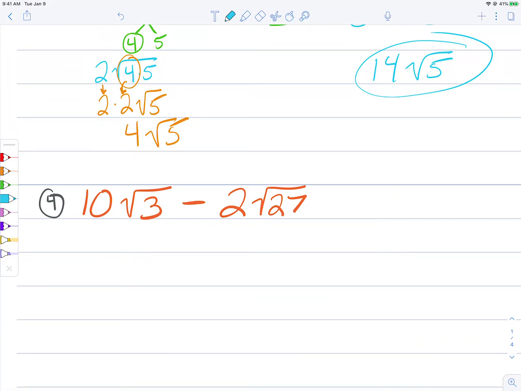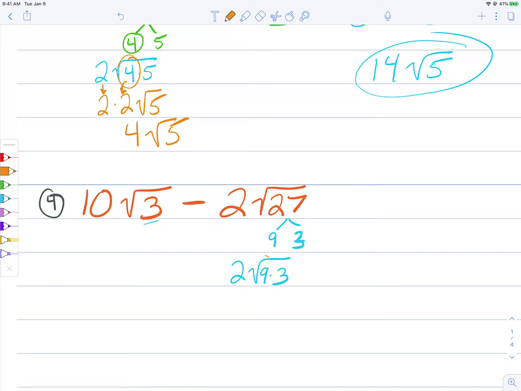10 root 3 minus 2 root 27. Again, our roots do not match. Can we simplify? Well, we can't simplify the square root of 3 because 3 is prime. So let's try the 27. 27 is 9 times 3. So I'm going to do some simplifying of my 27. So I have 9 times 3.